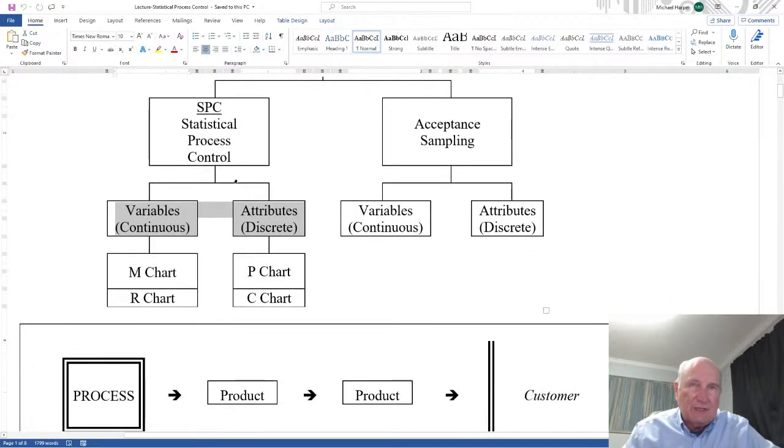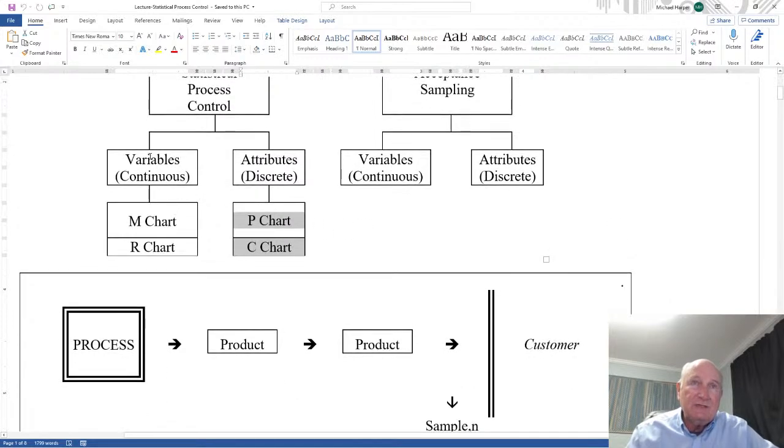So in this lecture, today, I'll be talking about two types of variable process control charts, the M chart, where M stands for mean or average, and the R chart, where R stands for range, or the range of a sample. And the attributes charts are the P chart, where P stands for proportion of attributes, and then C stands for count, or the frequency of attributes in a sample. So those are the four charts we'll do tonight.